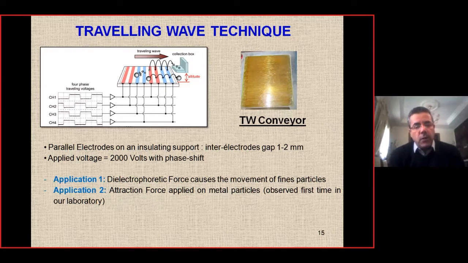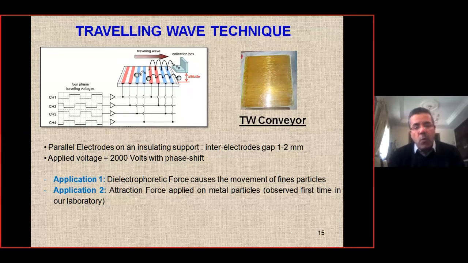And it's electrical voltage. There is what we call a phase shift between the voltages, and following this, there are two applications. The first application that can be used in the traveling wave technique is a dielectric force that causes the movement of fine particles. The second application is an attraction force that is applied on metal particles.